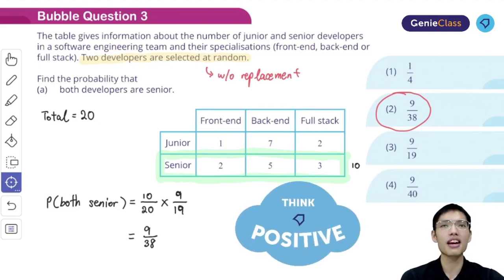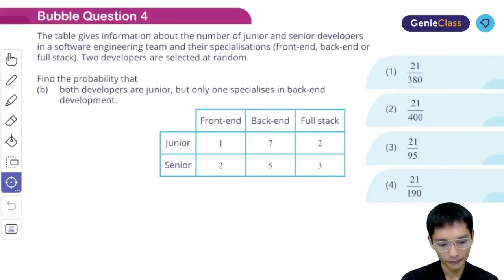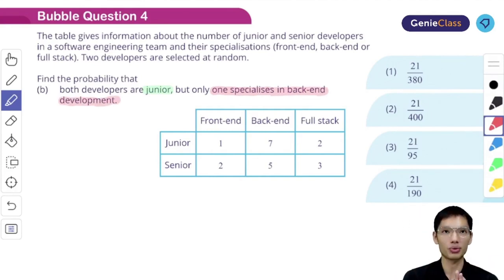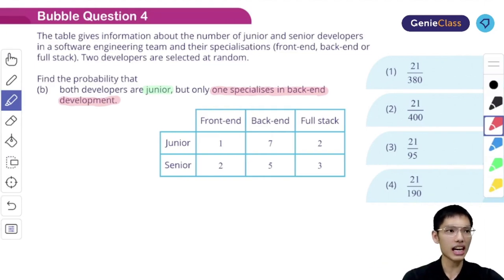Let's see how we fare for the second one. Always remember positive vibes and doing good as well. Similar notion over here, but let's see how we fare. Take a close look. Both of them are junior, but only one specializes in back-end development. So which column are we looking into? Very, very important. Launching my bubble launcher in 3, 2, 1, or in this case, do we need to consider the other option?